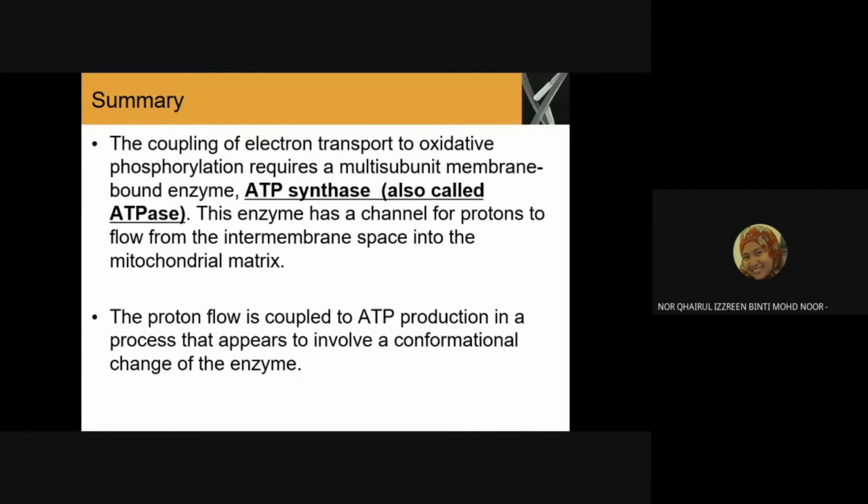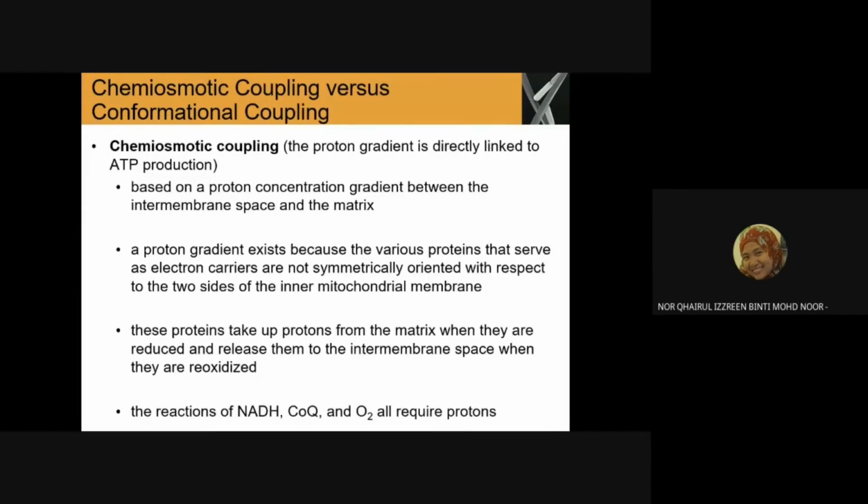So the proton flow is coupled to ATP production in a process that appears to involve conformational change of the enzyme ATP synthase. This chemiosmotic coupling, which is directly influenced by the proton gradient, is directly linked to ATP production. It is based on the proton concentration gradient between the intermembrane space and the mitochondrial matrix. Remember when we pump in, pump out the hydrogen ion.